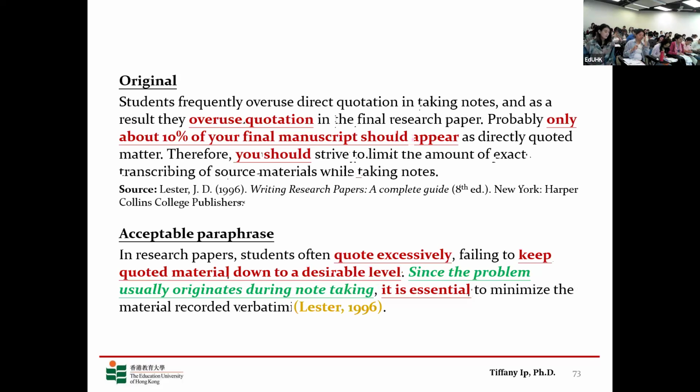And then only about 10% of your final manuscript. Right? That means very little. You can choose to keep the figure 10%. And do you see that in the paraphrase? We don't really have to do that. We use the phrase, keep quoted material down to a desirable level. Okay, so desirable, again, a very good word. You don't say to a good level. What is good, right? To a low level, it's okay, but how low? Desirable, yeah, maybe you can mention to a desirable level, comma, which is 10%. You can mention that if you want to keep that, right?